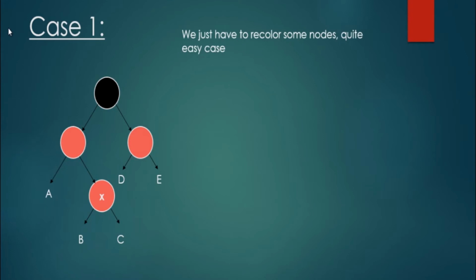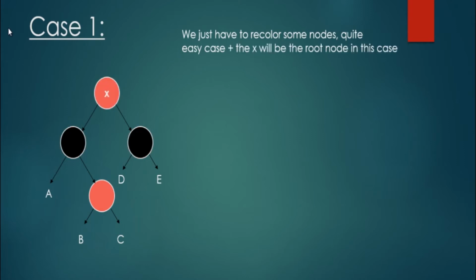It is quite an easy case. We don't have to make any rotations, we just have to recolor. And as we can see, the X is now the root node in this case. And why is it important?